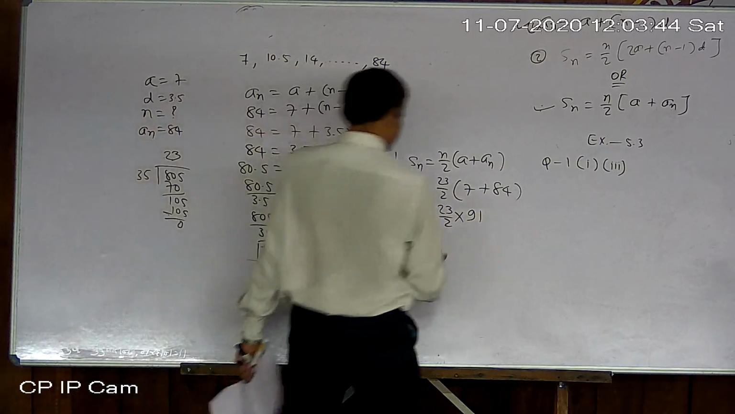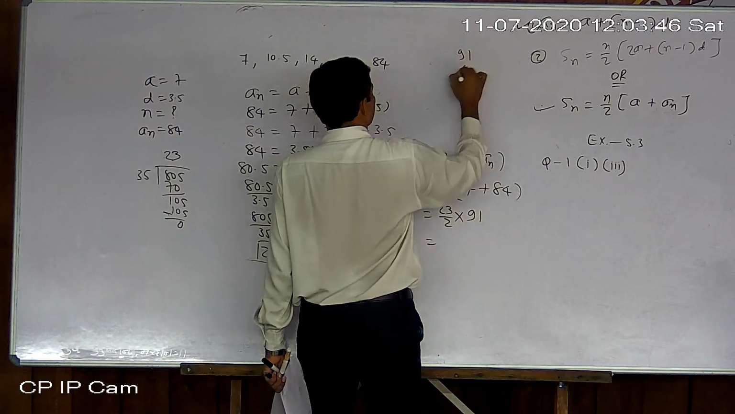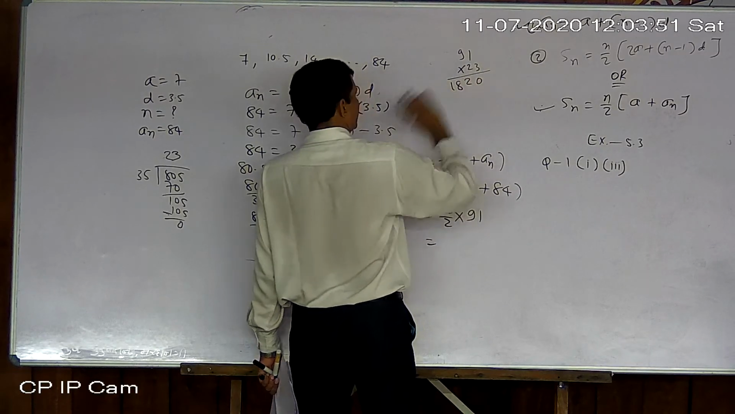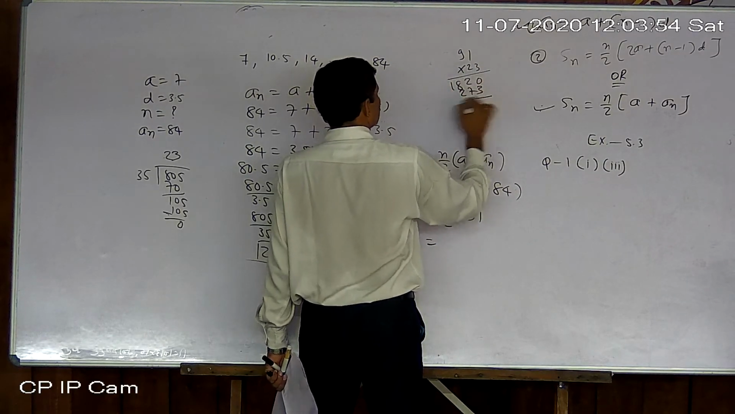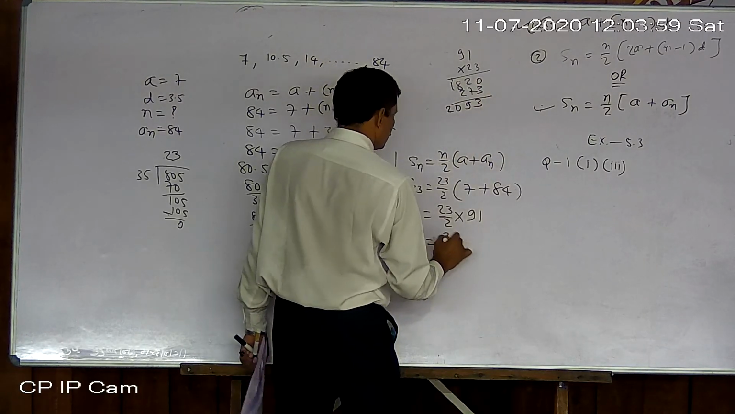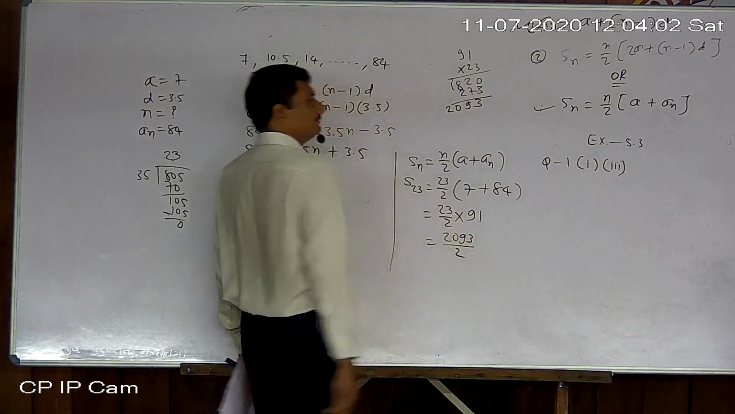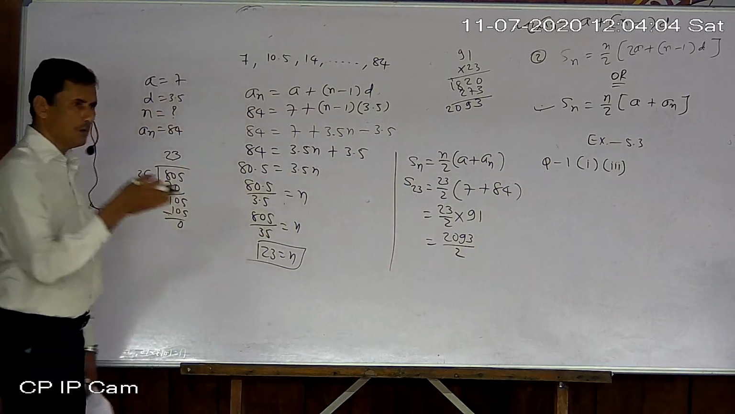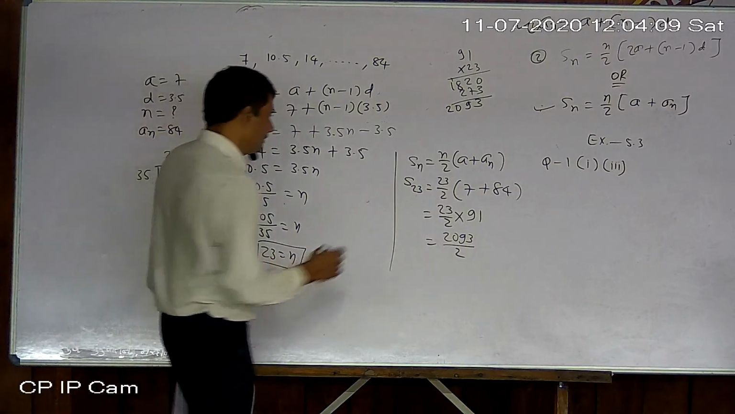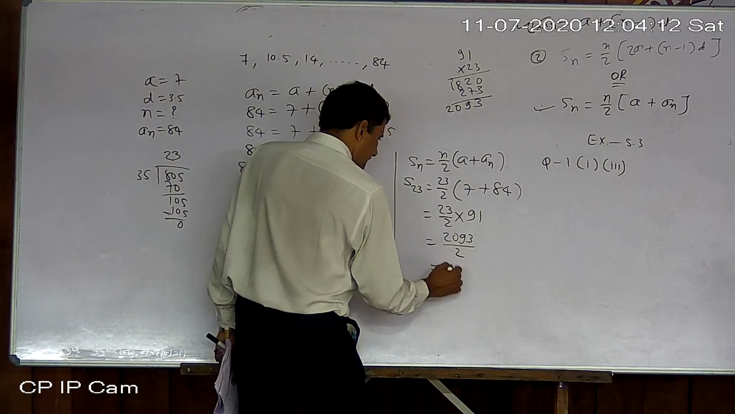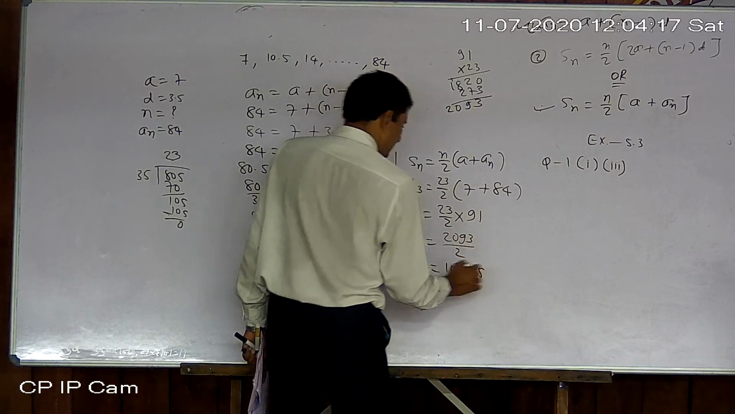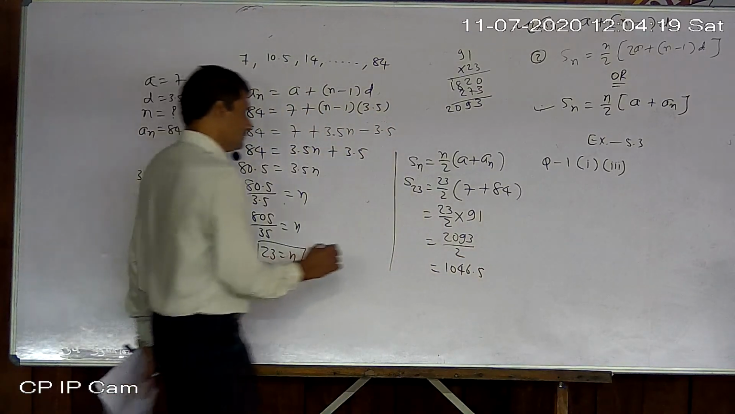So 23 by 2 into (7 plus 84), that is 91. Now just multiply them. So 91 into 23. 2 ones are 2, 9 twos are 18. 3 ones are 3, 9 threes are 27. So 2093 divided by 2. Now if it is divided by 2 or 5 or like that, at this time we have to give our final answer in decimal form. So just write down 10, 2 fours are 8, 1 left, 2 sixes are 12, then 5. 1046.5. That is our final answer.